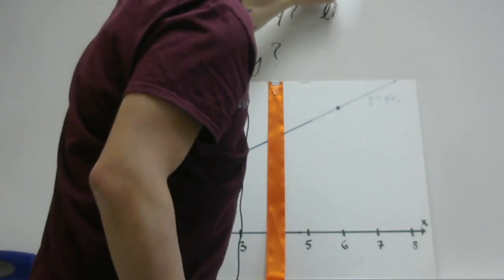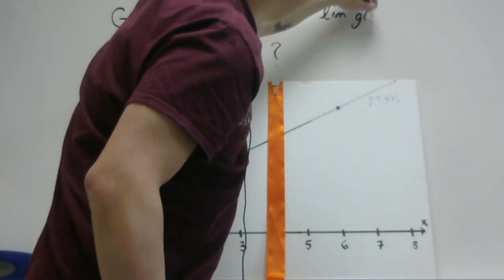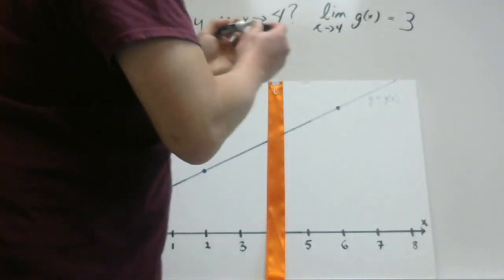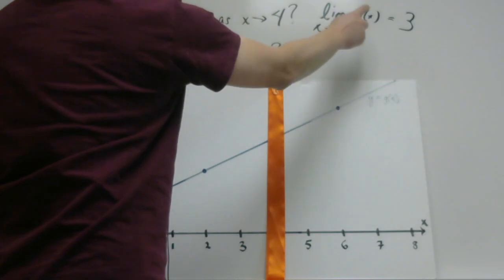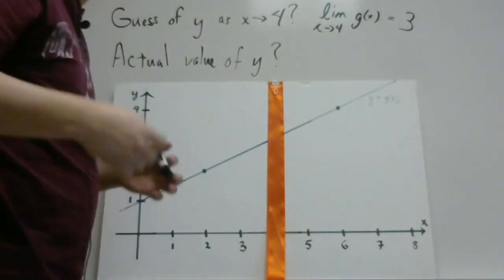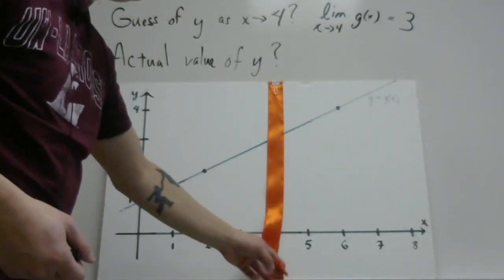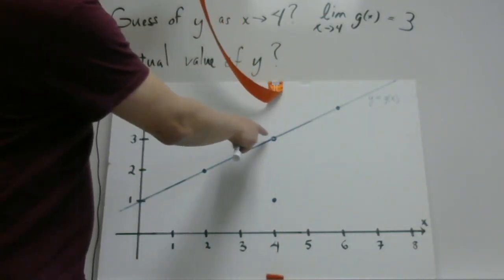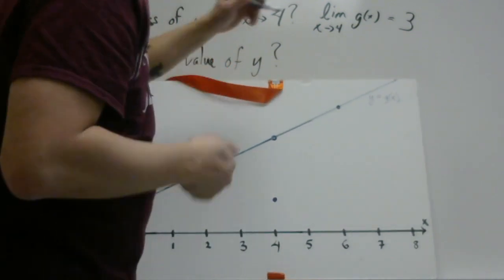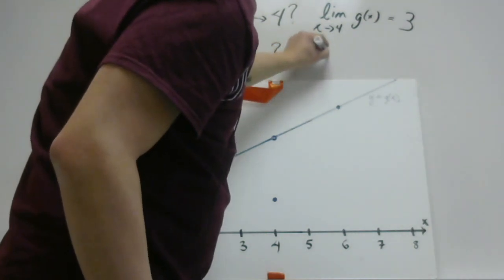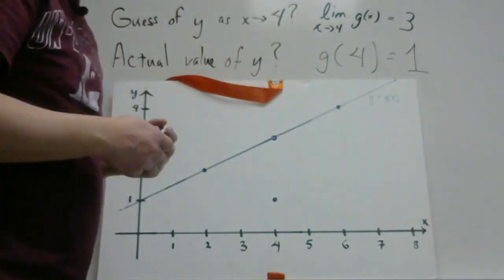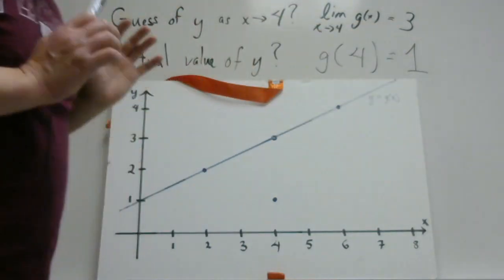So the way we write this is that the limit of the function g of x as x approaches 4 is equal to 3. You can read this as my guess of the y value for this function g when x is 4 would be 3. Now let's take a look at the actual y value. There's a hole there. The actual y value happens to be 1 for this function. So let's write that in here, that g of 4 is equal to 1. So you'll notice that the two numbers we have here and here are now different.